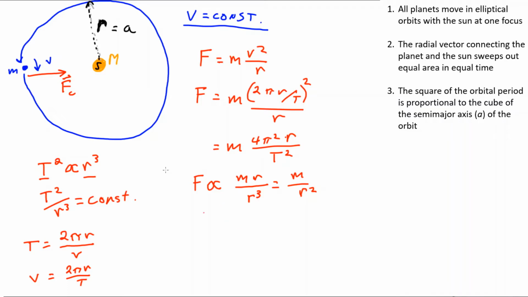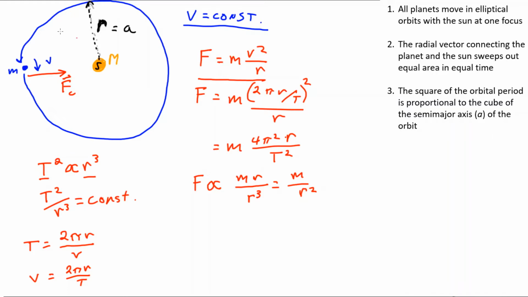So what we've shown by combining together Newton's laws of motion and our formula for centripetal acceleration and Kepler's laws of planetary motion, is that the force, I'm not going to say gravitational force yet, but the force that's keeping this planet going around in a circle must be proportional to 1 over the radius of the circle squared.